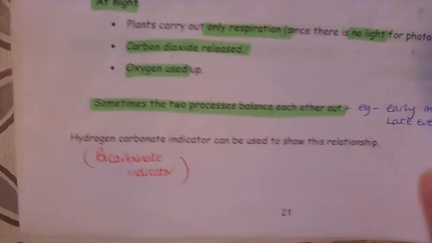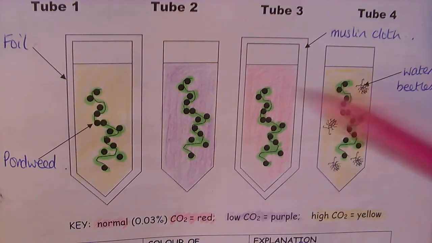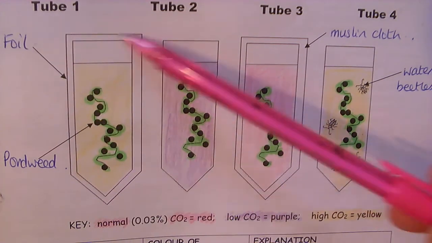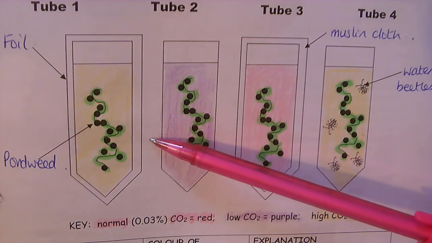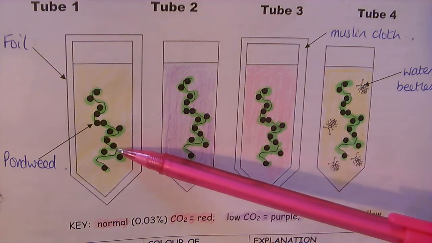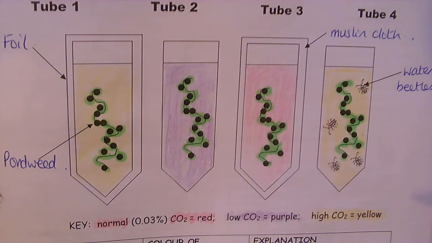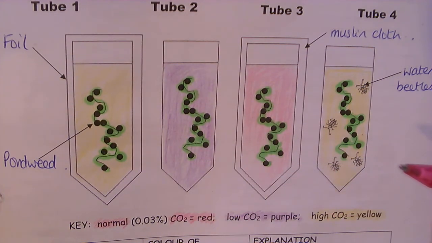So in your books you've got a little experiment, and they have given you 4 tubes in your little booklet. So we've got some pondweed, and this first test tube has been covered with foil. Now if you think about it, if you cover it with foil, you are going to block out the light. This tube will be in darkness. So no light, no photosynthesis. The only process that the pondweed is doing here is respiration. And I've coloured this in yellow to indicate that respiration only is going on here. My indicator has turned yellow, so the pondweed is carrying out respiration only.